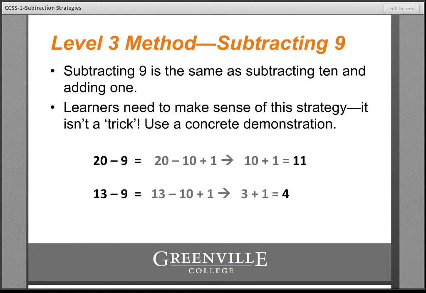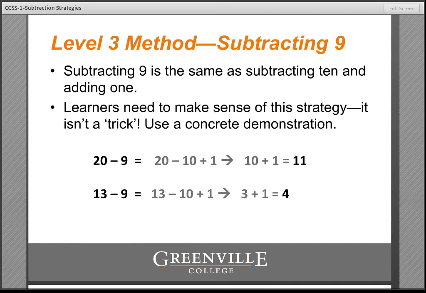But essentially, it illustrates that subtracting 9 is exactly like subtracting 10 and adding 1. So all of these facts where you're subtracting 9 can be restated by subtracting 10 and adding 1. So 20 minus 9, I take the 20, I subtract 10, I add back 1, and that's 10 plus 1 is what it's turned into.